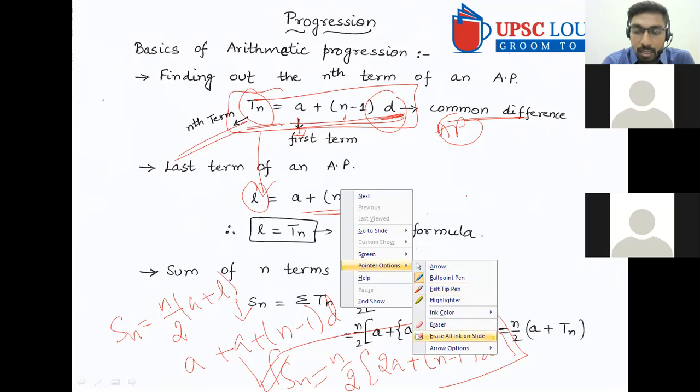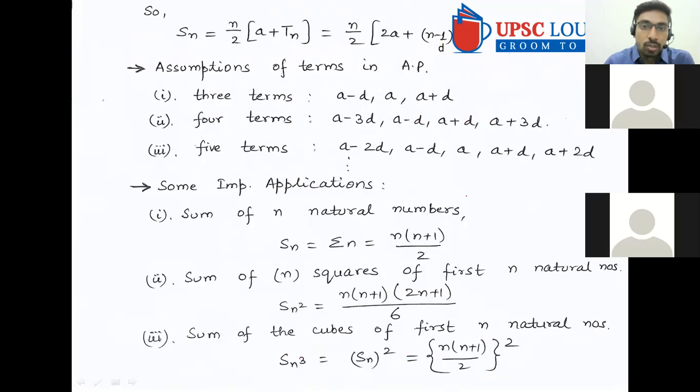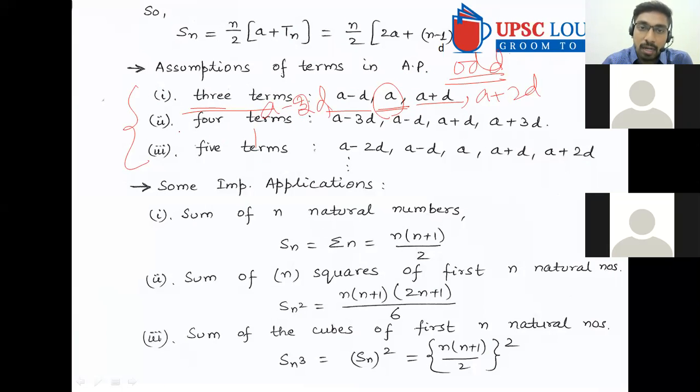After this, how will you consider the terms? If you need to consider an odd number of terms, you take a as the center term, that means the middle term. For three terms, a plus d and a minus d: one increment, one decrement of the common difference. For five terms, again two increments and two decrements. For seven terms, a minus 3d, a plus 3d, like this.